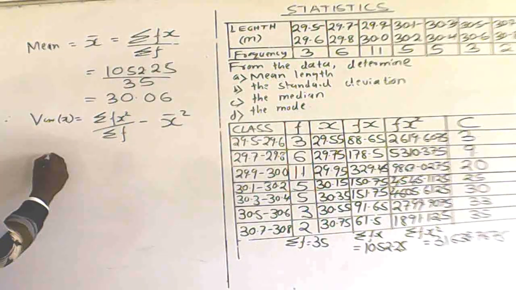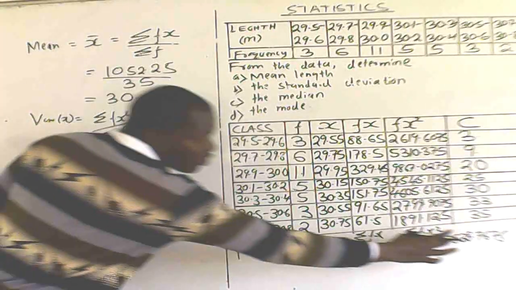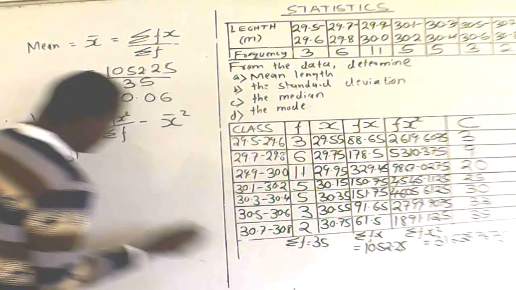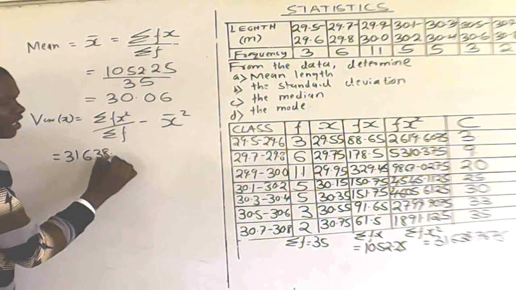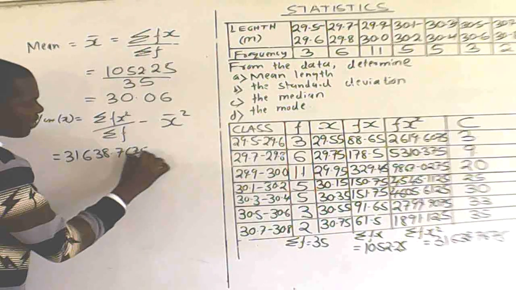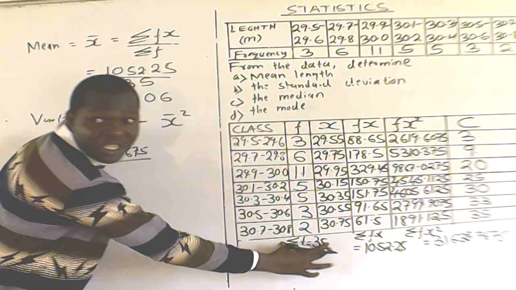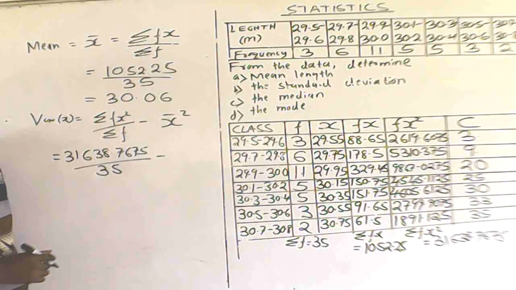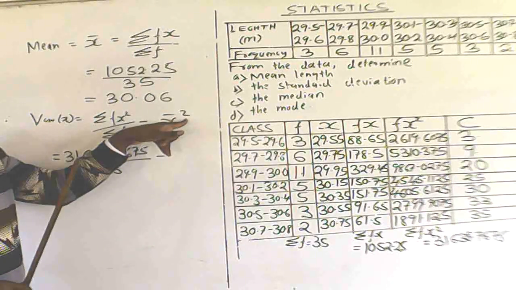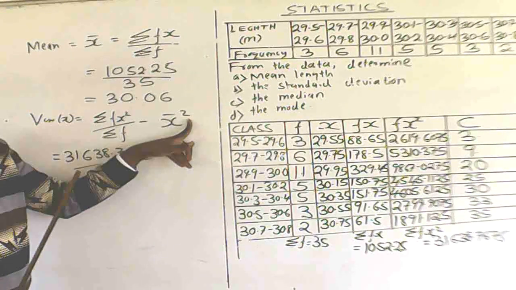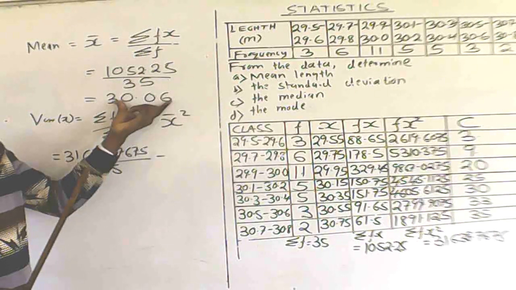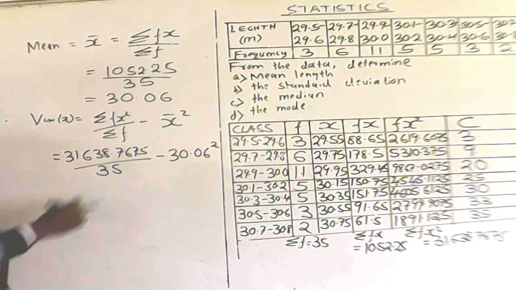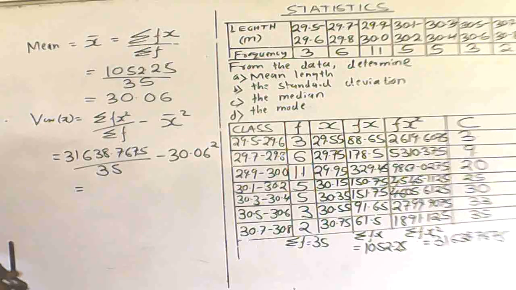So the variance is going to be the summation of f x squared, which we found to be 638.7675. Then divide by the total number, the summation of f, which we found to be 35. Then it is minus the mean squared. Never forget, because we derived this formula, it comes out to be the mean squared. So this is 30.06 squared. If you work this out, what do you get as the variance of x?